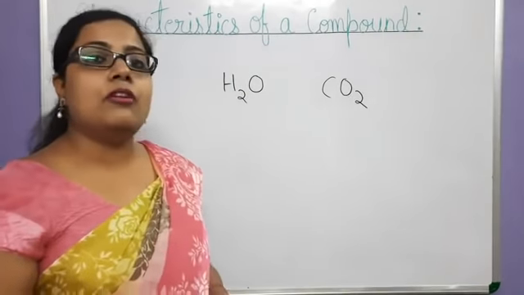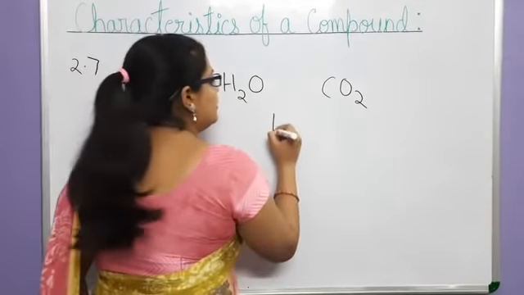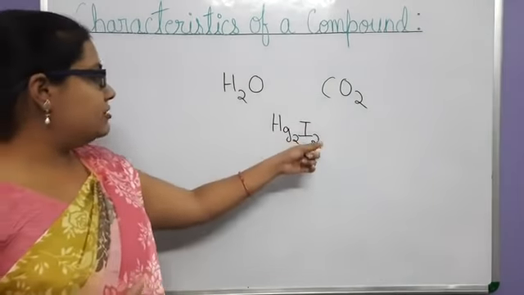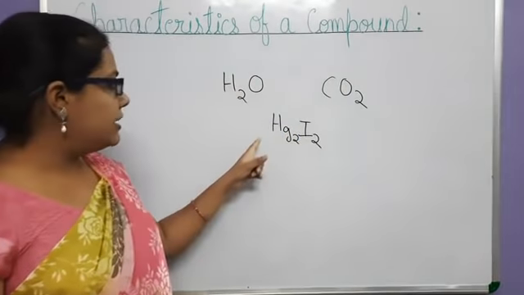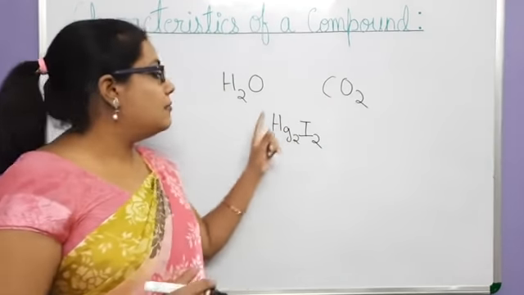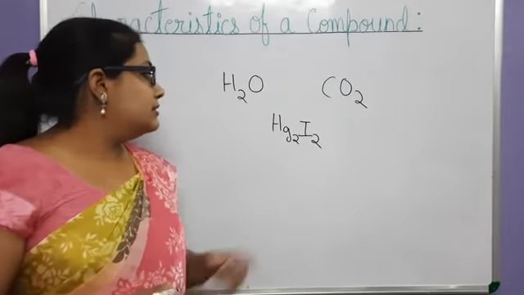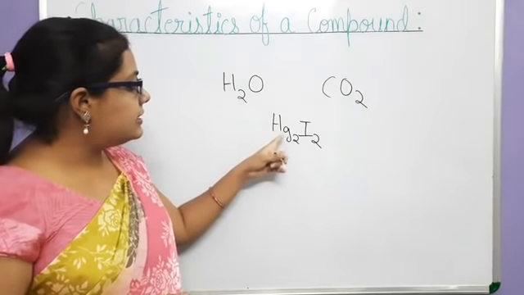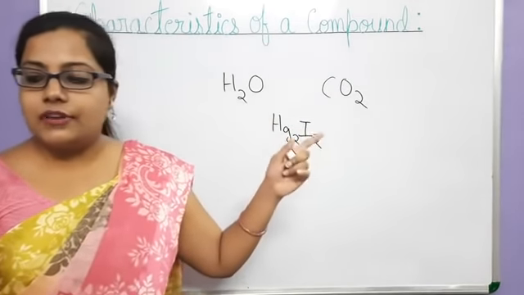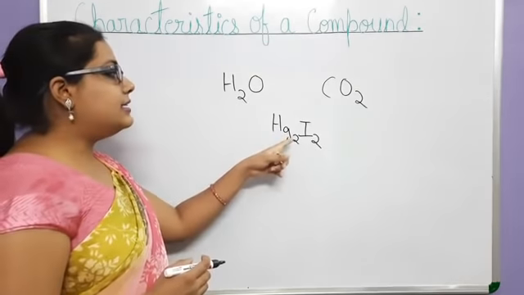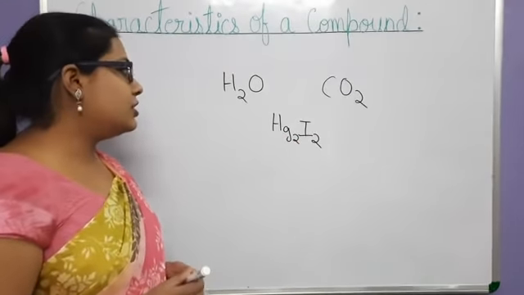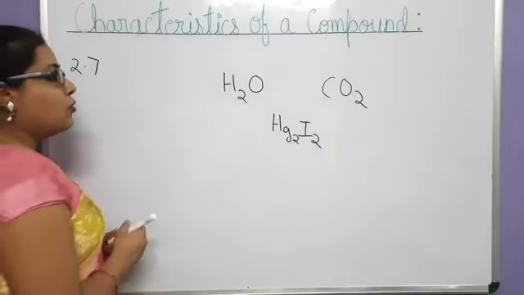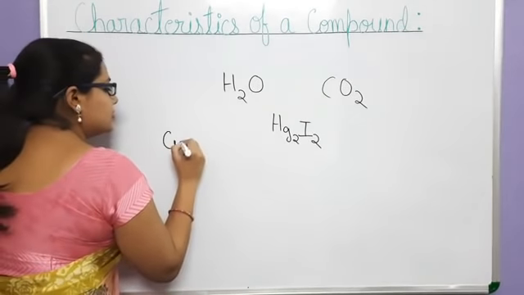Similarly we can take the example of mercurous iodide. In this mercurous iodide you can see it is formed of mercury and iodine. What are the two constituent elements? Mercury and iodine. This mercurous iodide is a yellow colored solid, but what about mercury? It is a silvery white liquid. And what about iodine? It is a black violet solid. What is the color of iodine? Black violet solid.